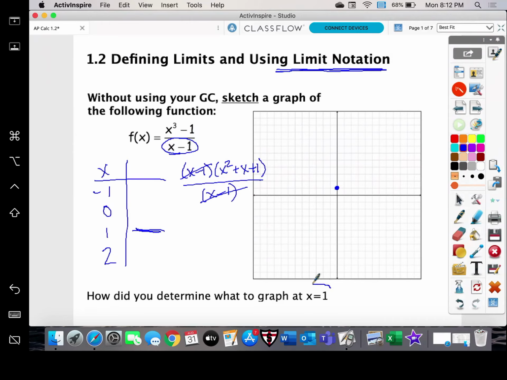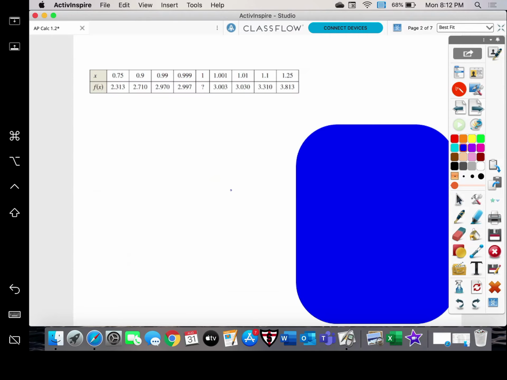I want to know specifically, how do we know what's going on at x equals 1? Because we got it to factor and cancel here, we do know that there's some sort of open hole. But maybe we just end up making a table very, very close to 1. We don't know where that hole goes. Do we put it up at 7 or do we put it at 2?